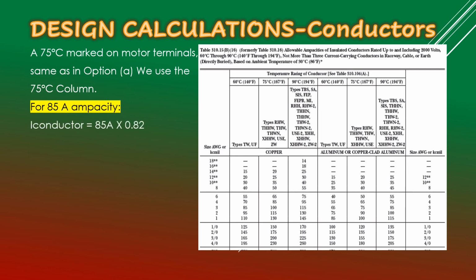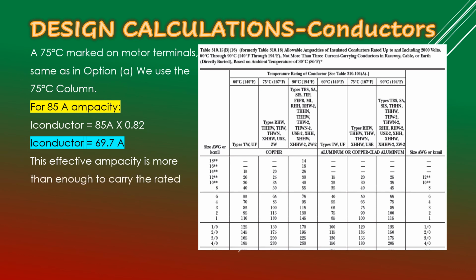So, for 85 ampere ampacity on the 75-degree column, of the conductor, 85 ampere times 0.82 comes out to be 69.7 ampere. So this is the effective ampacity, and it is more than enough to carry the rated motor current of 66 ampere. So we have effective ampacity of conductor in the 75-degree column, 85 ampere times 0.82, we have 69.7. This is more than enough for the 66 ampere full load current.